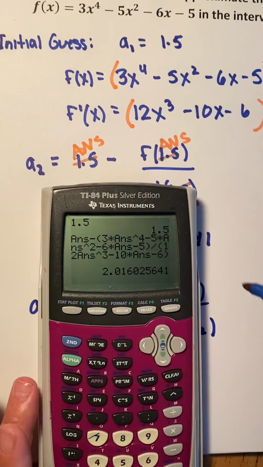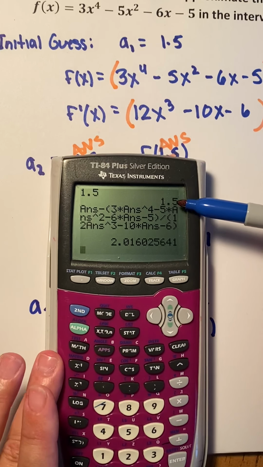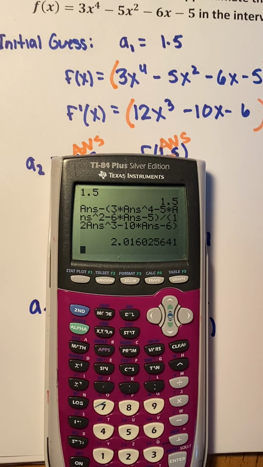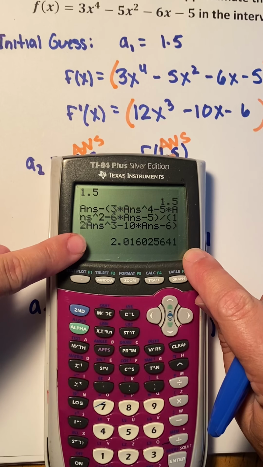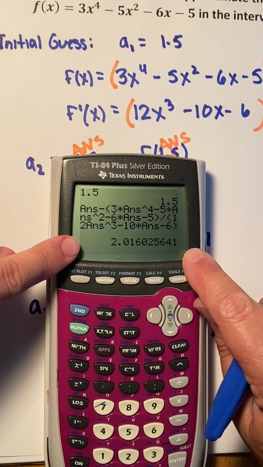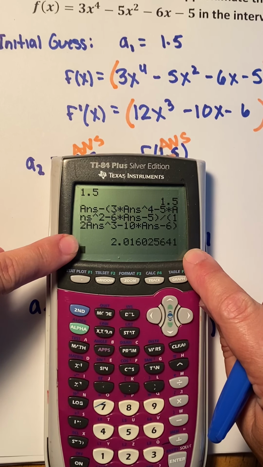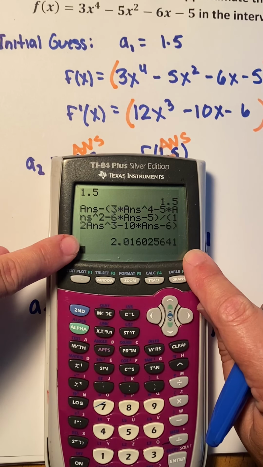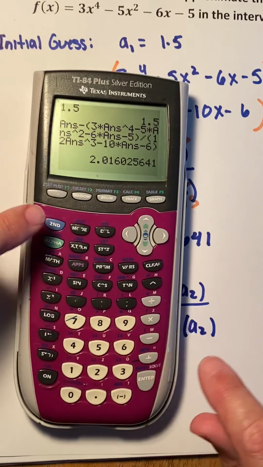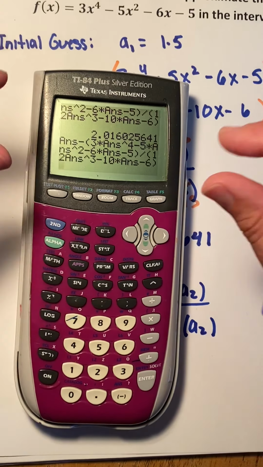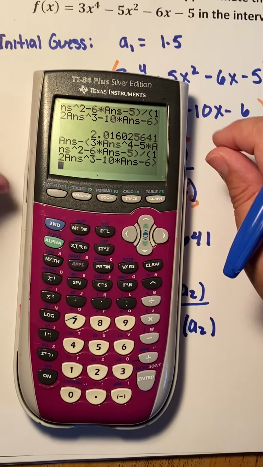But I have this whole thing already stored in its memory here, and I have this new answer. So I hit enter, and this gave me the number A2, the second guess at the root of this 4th degree polynomial in the interval from 1 to 2. Now, if you look at the bottom right-hand corner, you have an enter button. If I hit second enter, it's going to reprint everything we just did.